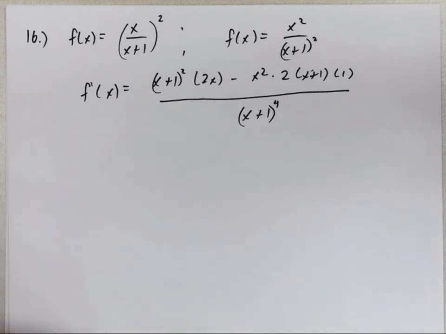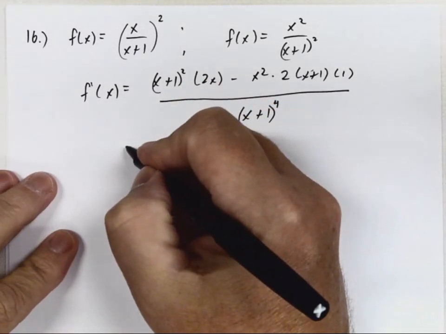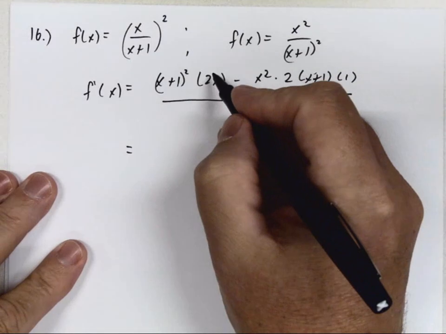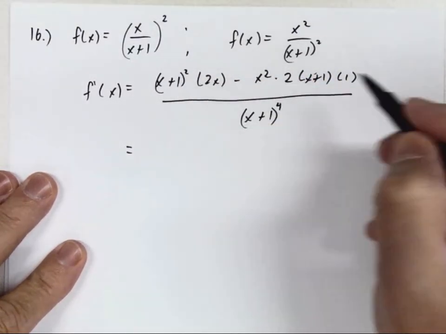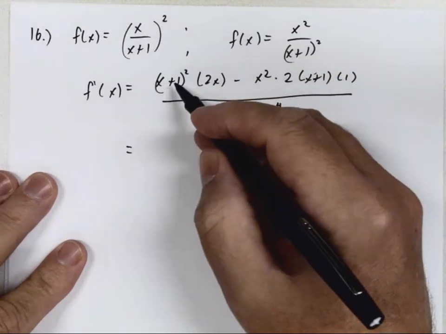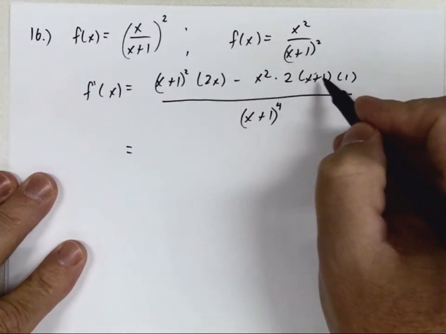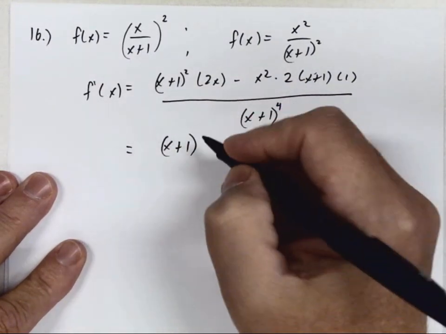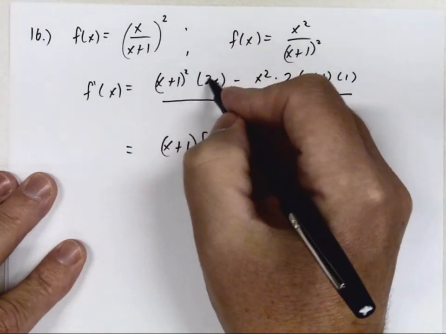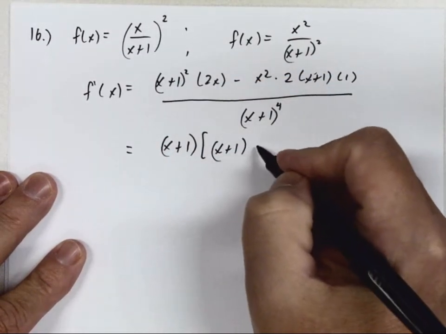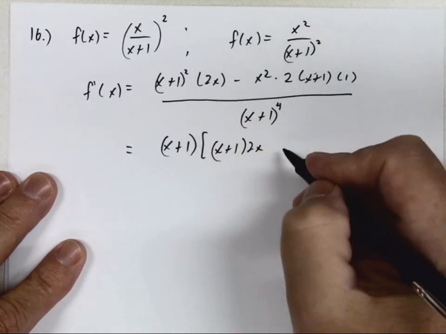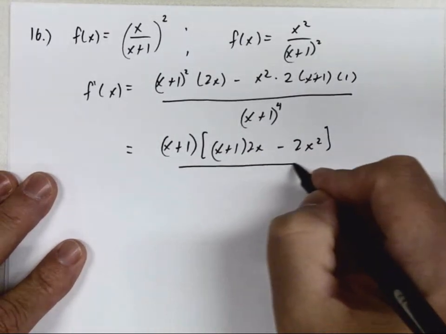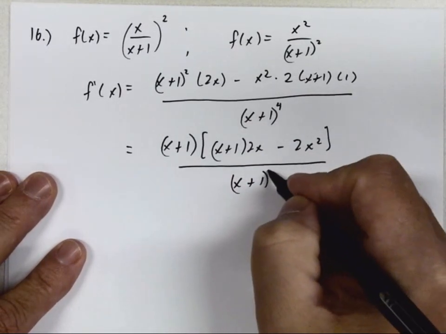Now I need to simplify. Sometimes simplifying is easy, sometimes it's hard, sometimes you can't really simplify. What I'm going to do first is I really like to have 3 terms, like this is a term because all these things are multiplied. This is a term, and down here, I notice in each of these I have parentheses with x plus 1 inside. So if I factor out of the top an x plus 1 parenthesis, for this one I'm left with x plus 1 times 2x, and this one I'm left with 2x squared, all of that over x plus 1 to the 4th.